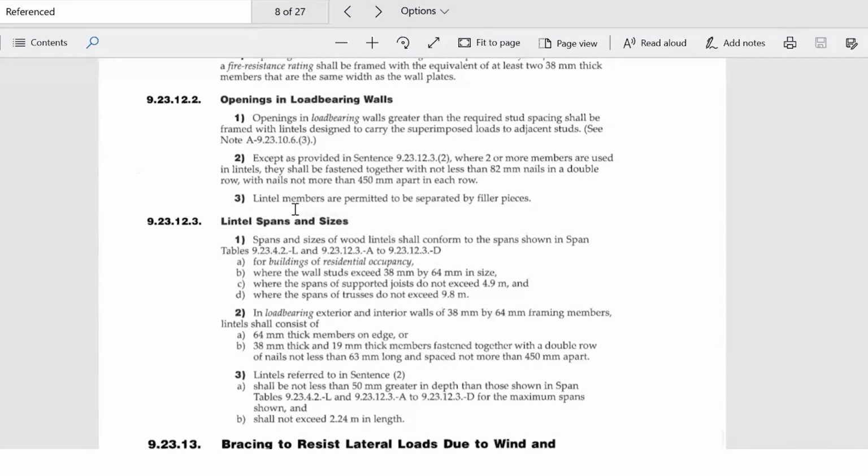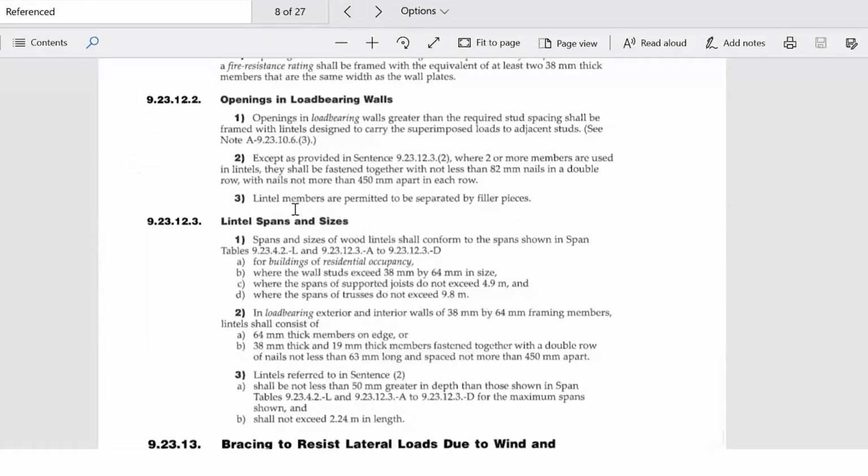loads to adjacent studs. Where two or more members are used in lintels, they shall be fastened together with not less than 82 millimeter nails in a double row, with nails not more than 450 millimeter apart in each row. The only exception to that is that lintel members are permitted to be separated by filler pieces.